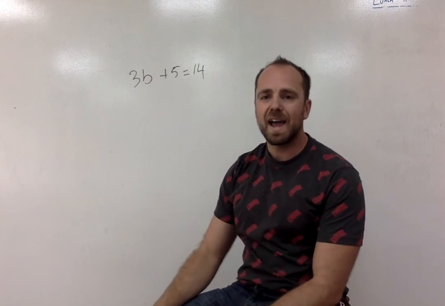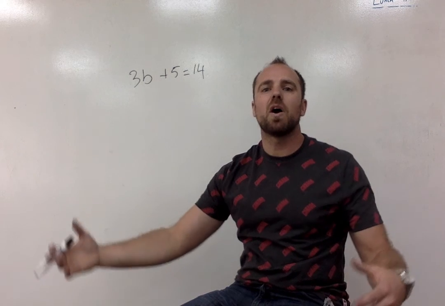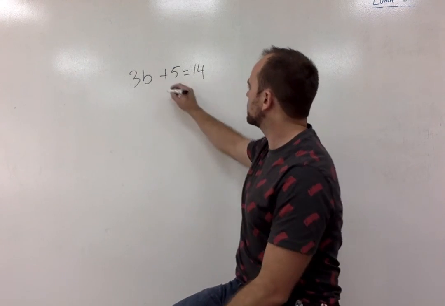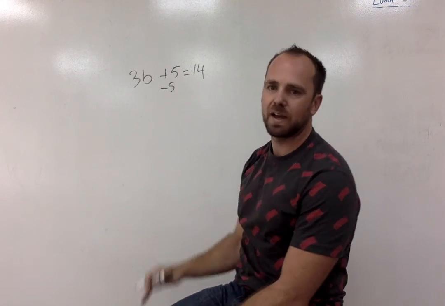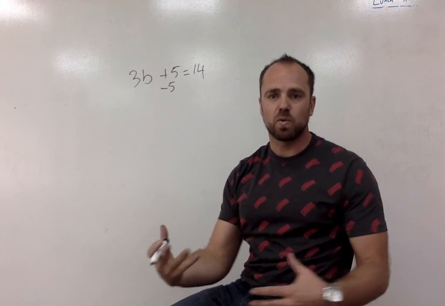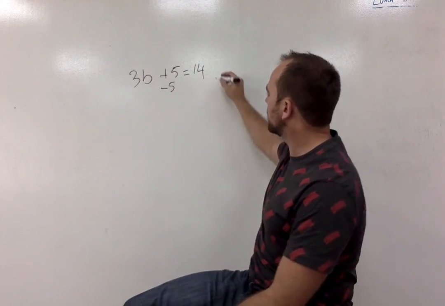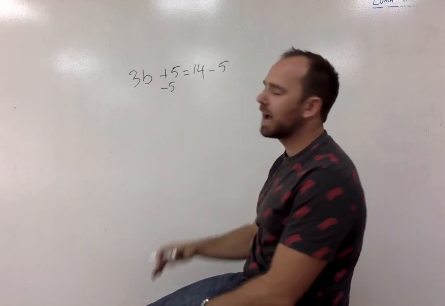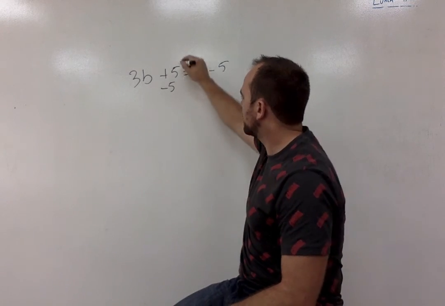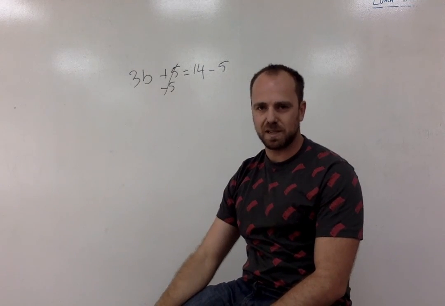Okay, so I have positive 5. What's the opposite of plus 5? Well, it's going to be minus 5. And math is fair, so what I do to one side, I have to do to the other. So I'm going to take minus 5 on the other side. So 5 minus 5, that eliminates itself.